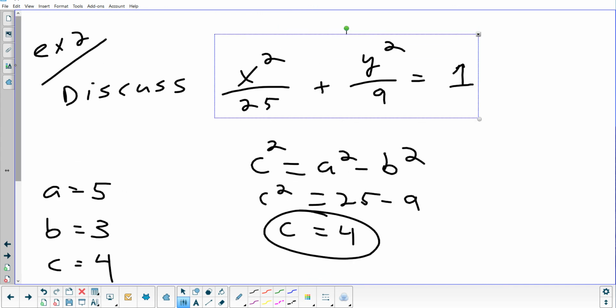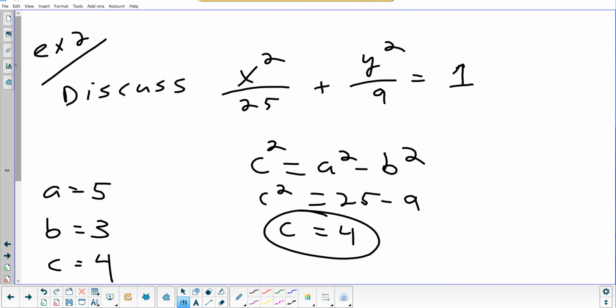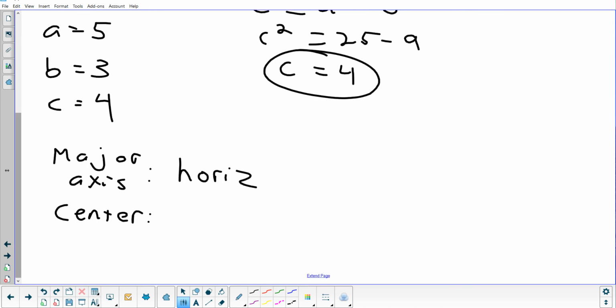Where's my center? Zero, zero. Yep. You'll know when it's not 0, 0, because you're going to see something like this. Now you've shifted it 3 units horizontally, just like with a throw. Okay, so center is 0, 0.